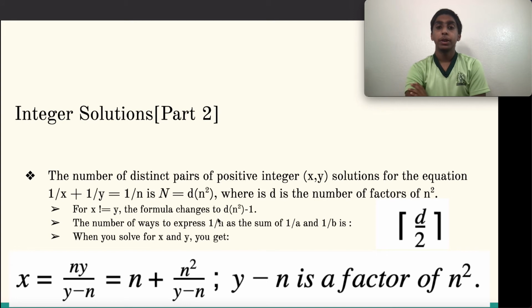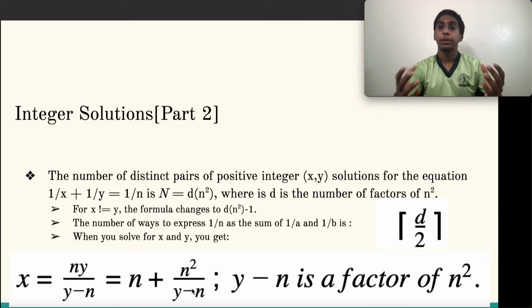So the number of ways to express 1 over n as the sum of 1 over a and 1 over b is the ceiling function of d over 2. And when you solve for x and y in this equation, 1 over x plus 1 over y equals 1 over n, you get x is equal to ny over y minus n. So the way they got this was they simply did linear equations and solved it like normal, except they don't know any of the values. So when you do that, you'll get x is equal to ny over y minus n. You can also rewrite that as n plus n squared over y minus n.